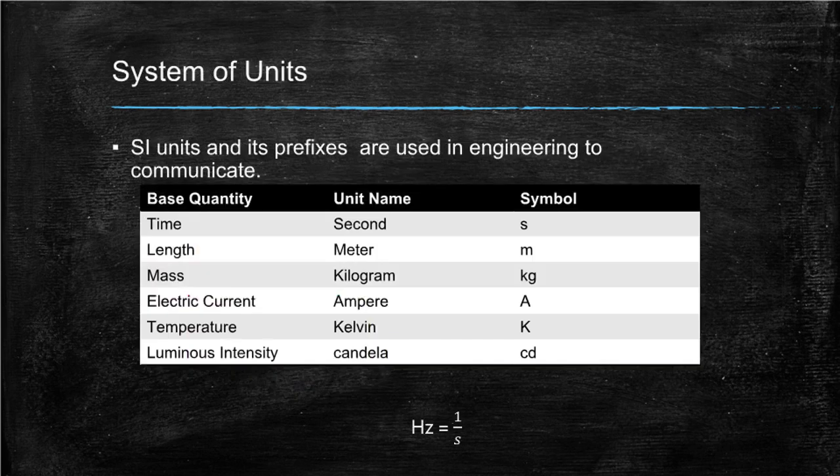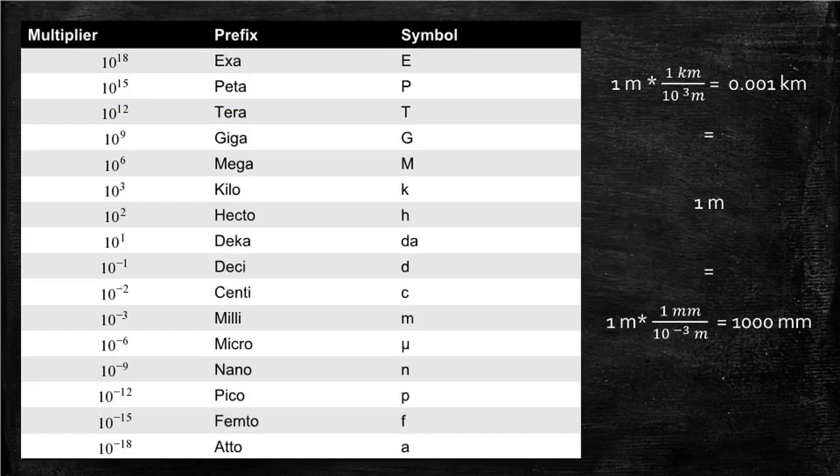SI units and its prefixes are used in engineering to communicate. In the table, we have 6 basic units which can be used to derive all quantity units. For example, the Hertz unit for frequency is the inverse of the time unit. SI units also make use of prefixes to relate numbers large and small. Using the table, we can find out that 1 meter is equal to 1000 millimeters and 0.001 kilometers.